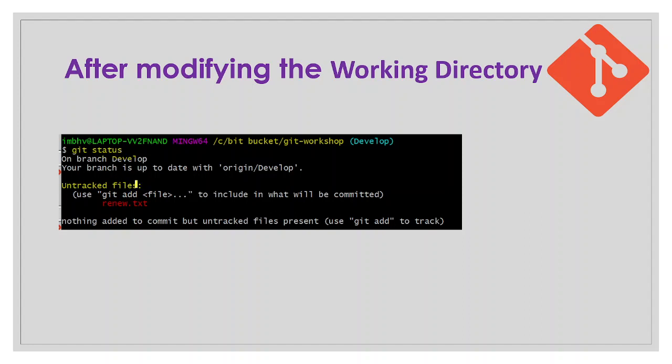These are in untracked status. There are a few untracked files in it. I added a new file called renew.txt, which is in the current working directory. When we use git status to find the status, it shows it as an untracked file.